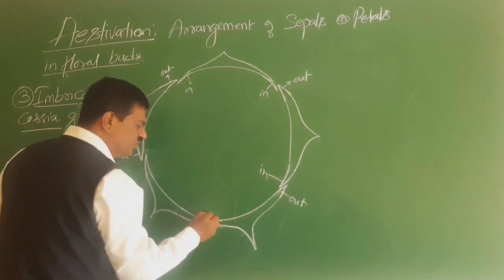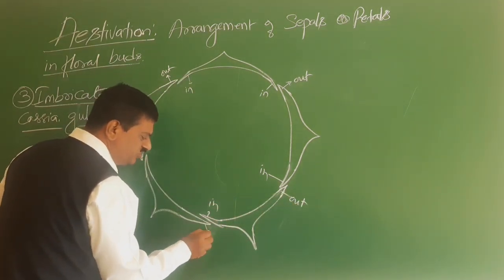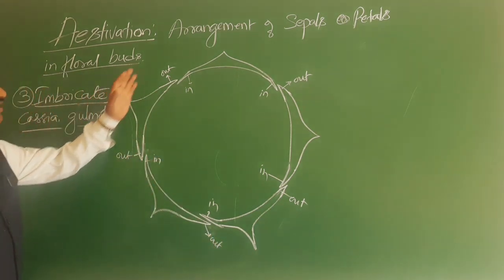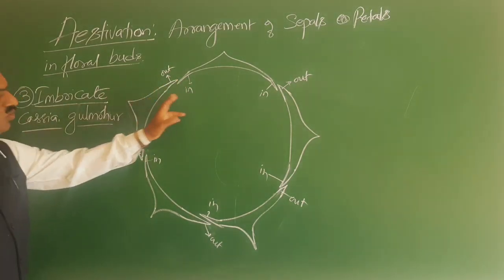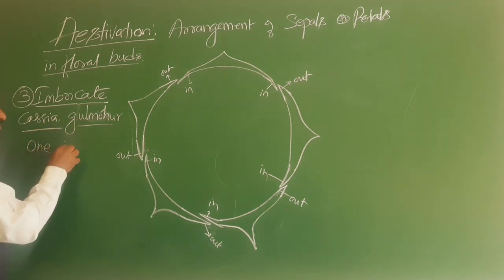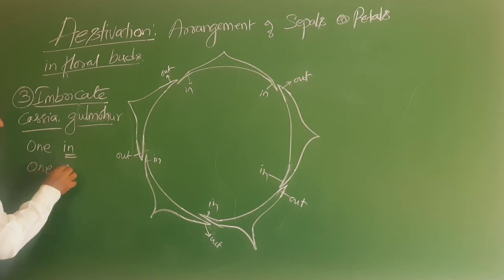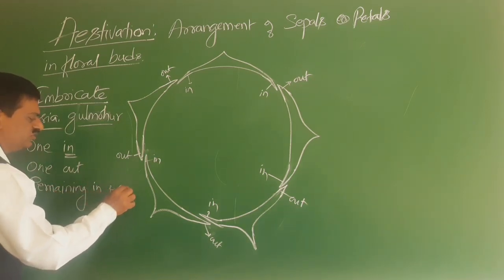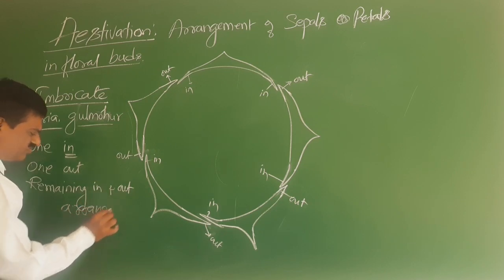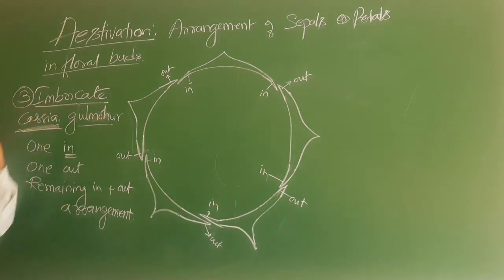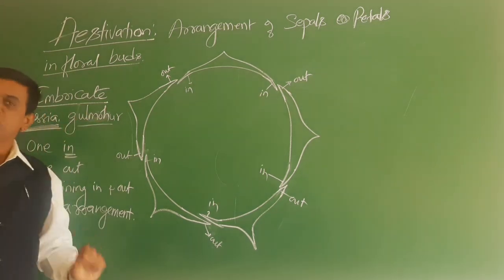So the remaining 3 will have in and out arrangement. Hence it is called imbricate. In an imbricate, one petal is completely in, one petal is completely out, and the remaining have in and out arrangement. This can be noticed in cassia and gulmohar. So in this we can see imbricate aestivation.